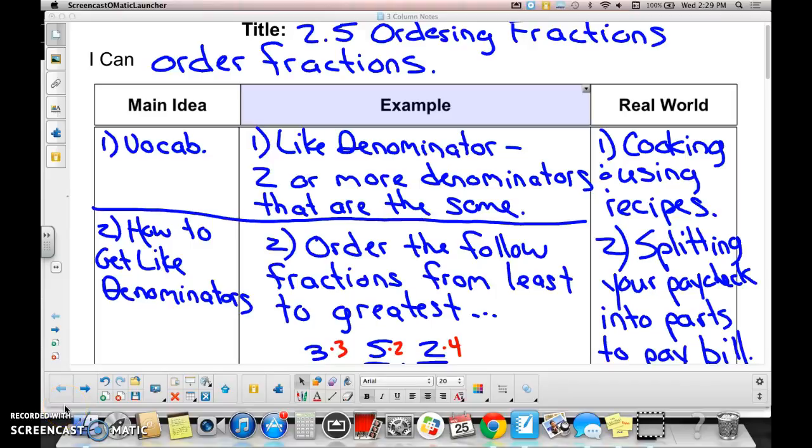What did we do? Anna, what did we do? She said 2.5 ordering fractions. And Kaya, really loud, what was the I can statement? I can order fractions. Awesome.